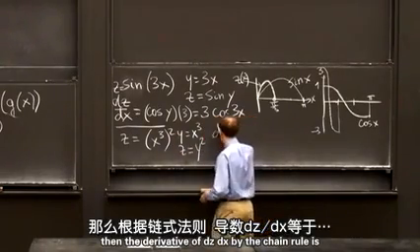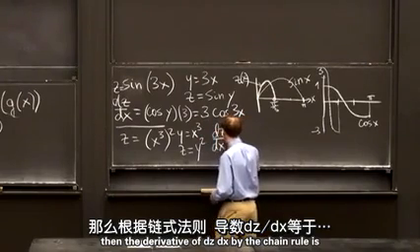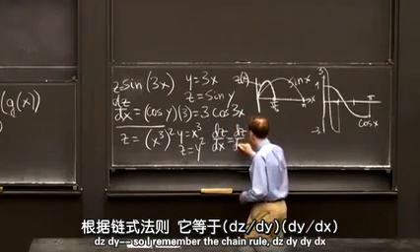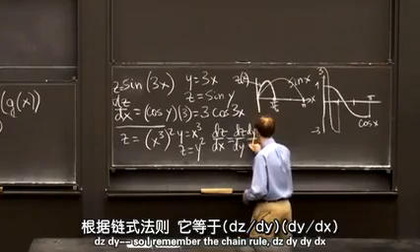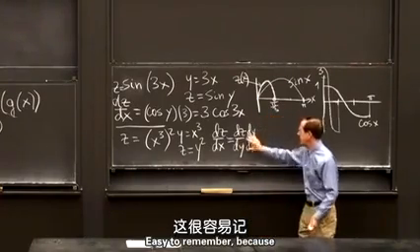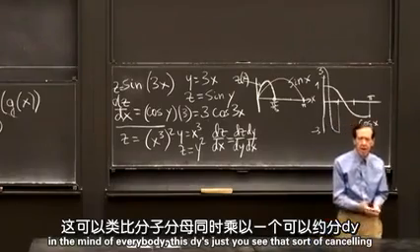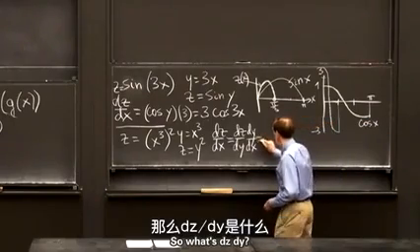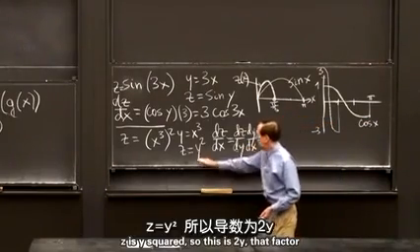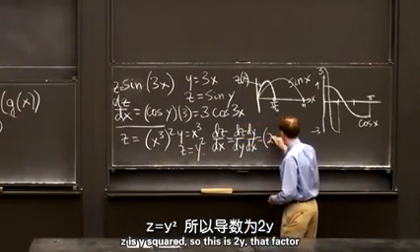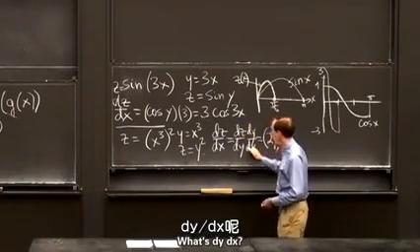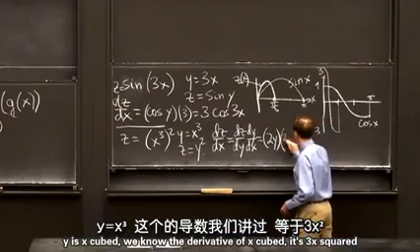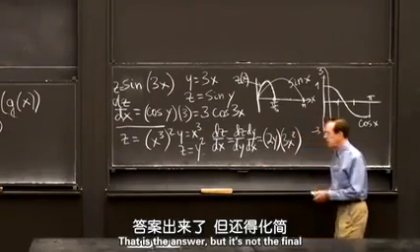Then the derivative, dz dx, by the chain rule is dz dy. Oh, shall I remember the chain rule? dz dy, dy dx. Easy to remember, because in the mind of everybody, you see that these dy's are sort of canceling. So what's dz dy? Z is y squared. So this is 2y, that factor. What's dy dx? Y is x cubed. We know the derivative of x cubed. It's 3x squared.